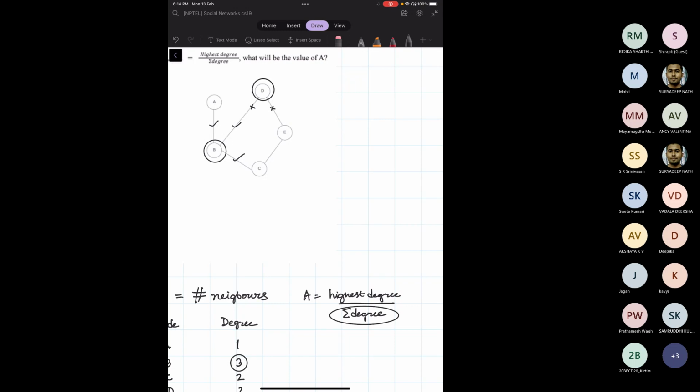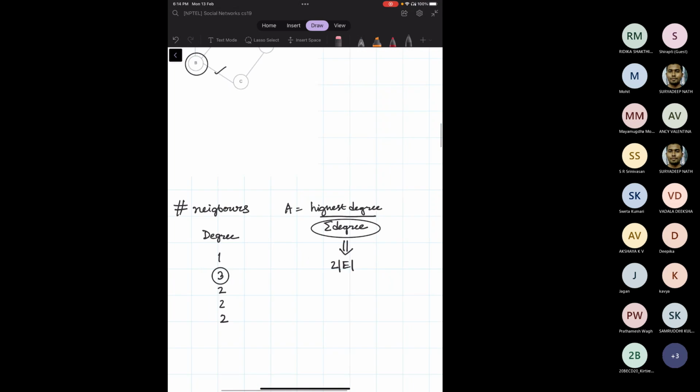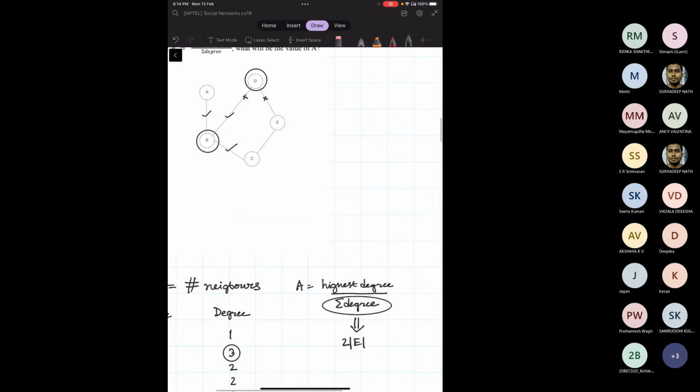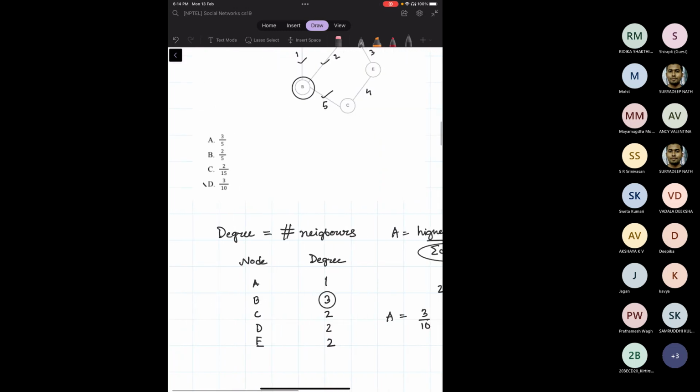So basically, if you sum the degree over all the nodes, you're counting the edges twice. So this sum of degree is nothing but twice the number of edges present in the graph. In this case, how many edges are there? You have 1, 2, 3, 4, 5. So this quantity is 2 into 5 equal to 10. Therefore A is equal to 3 by 10. So this is the right answer, D.